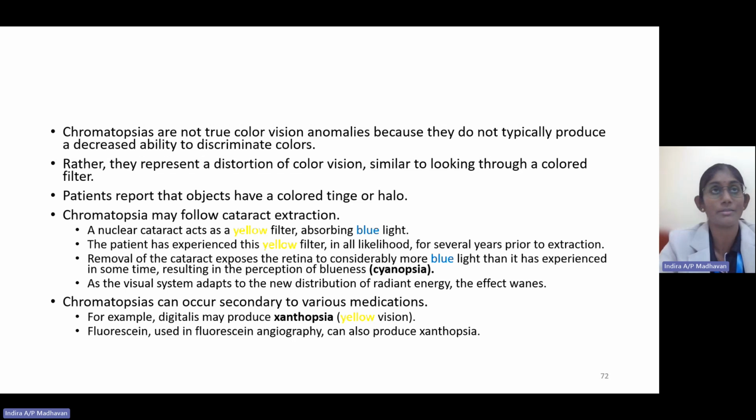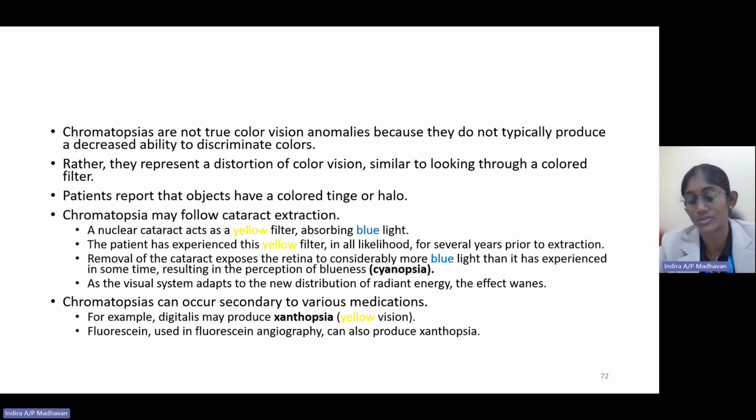Imagine if you put a yellow filter in front of your eye, you will see things differently, especially colors. If let's say you have been living with that for about 5-6 years, it would be like a habit for you because you have been seeing colors differently. So upon removal of the cataract, the retina is exposed to considerably more blue light compared to when the patient had the yellow filter. Then it was experienced for some time, resulting in the perception of blueness.